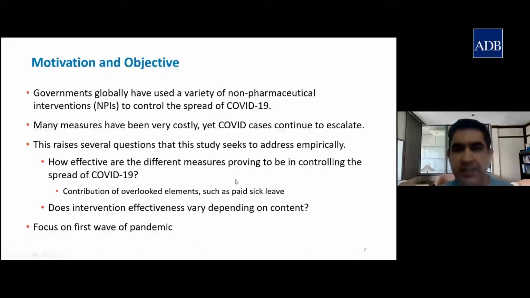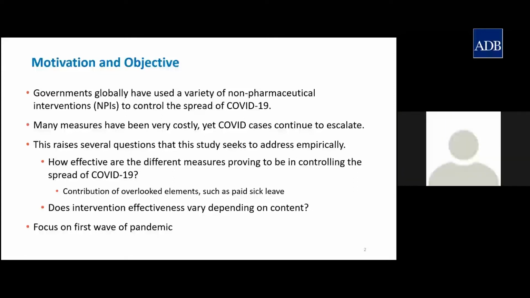The fact that we've seen many different measures being implemented raises a number of questions. And the first one is, of course, how effective are these various measures? And finally, does the intervention effectiveness vary depending on context? And we also look at this issue of how costly these might be.